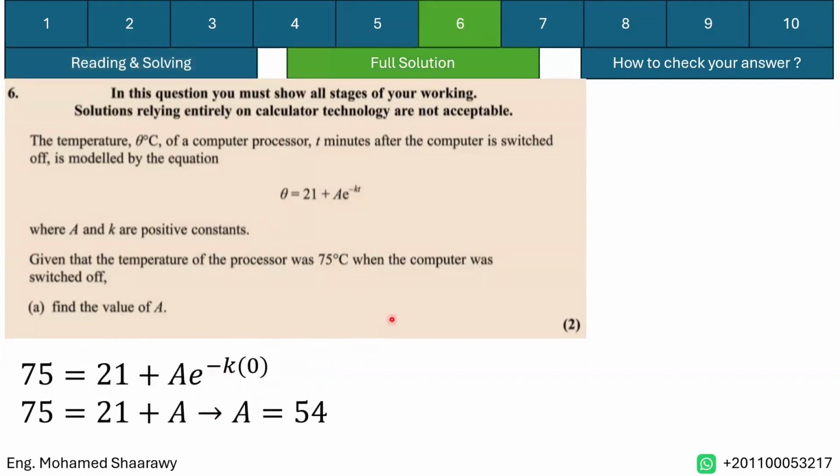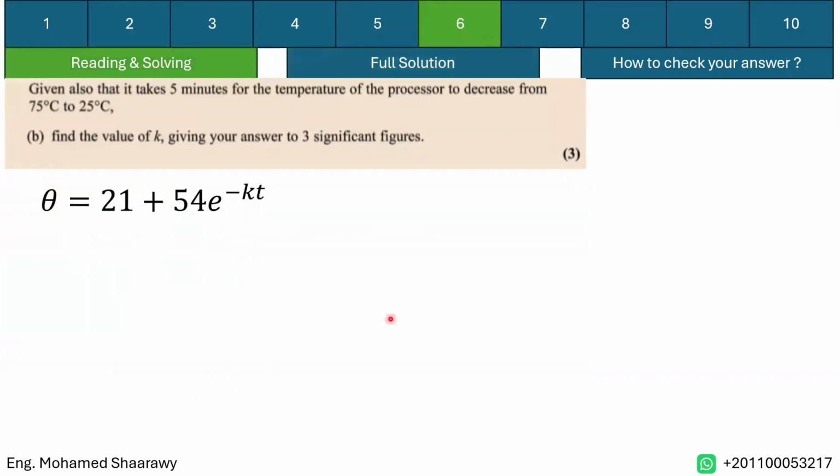That's the full solution. In part B it says, given that it takes 5 minutes for the temperature of the processor to decrease from 75 to 25. In other words, when the temperature is 25, the time is 5. I replaced this here. Now it needs us to find k to 3 significant figures.